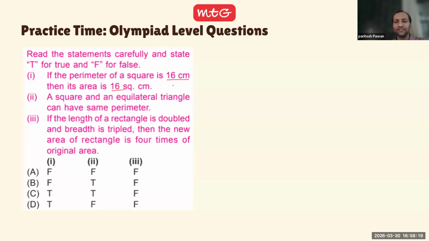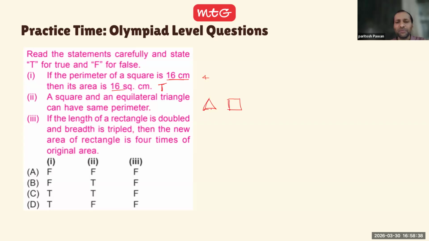That we have already seen. When the perimeter is 16, the side will be 4, so the area also will be 16. So definitely this is true. Next, a square and an equilateral triangle can have the same perimeter. It says that a square and an equilateral triangle having the same perimeter is possible.